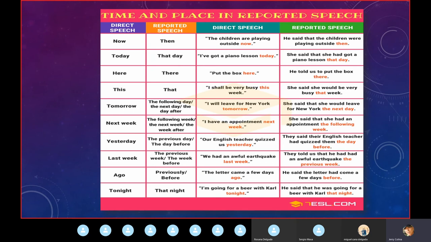Observe the example. The letter came a few days ago. And when you report, you say, he said the letter had come. You see, because came is in past and it becomes past perfect. Had come a few days ago. No, a few days before. Tonight becomes that night, because maybe the conversation took place many years ago. So tonight is a different night.